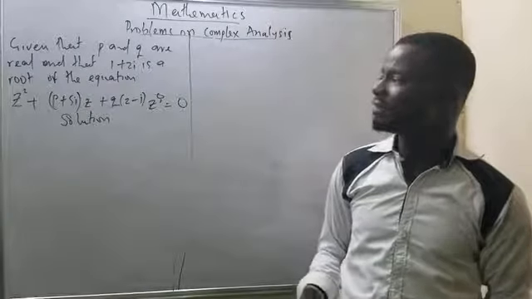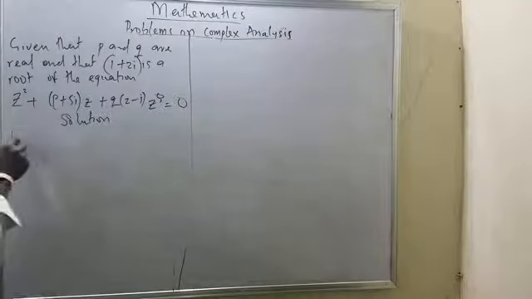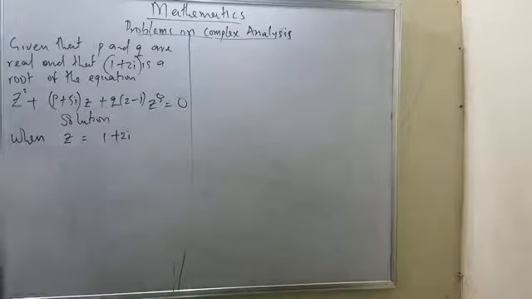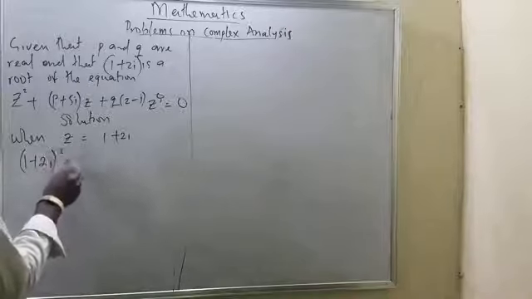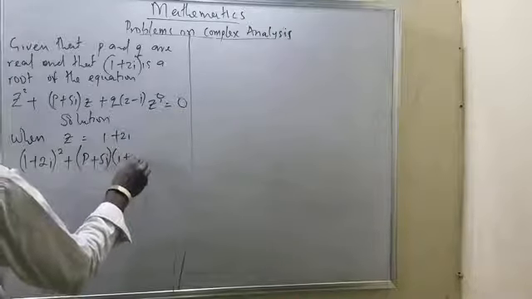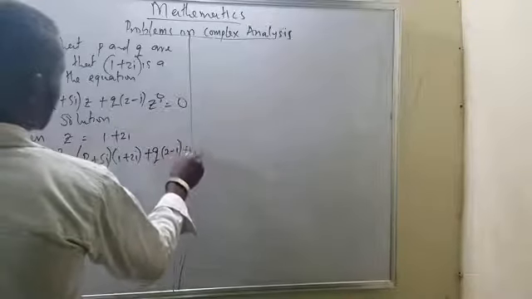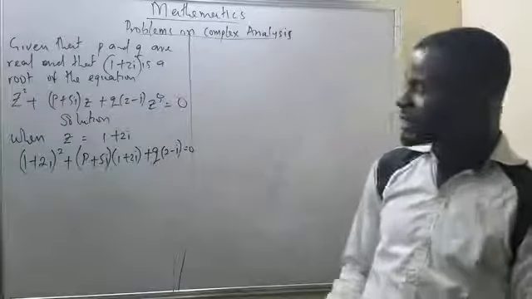Now, since it's satisfied, they now say that this is already a root. It means when my z equals 1 plus 2i, that is where I will come from. Since I know that when my z equals 1 plus 2i, I can say that (1 plus 2i) bracket squared plus (p plus 5k) bracket of (1 plus 2i) plus q equals 0. Now, with this, I'm good to go. It means it's a root.